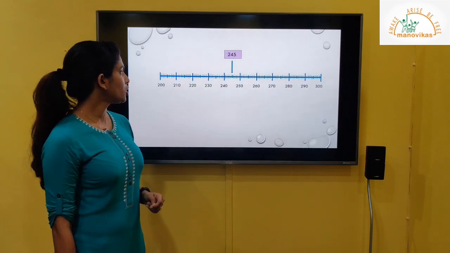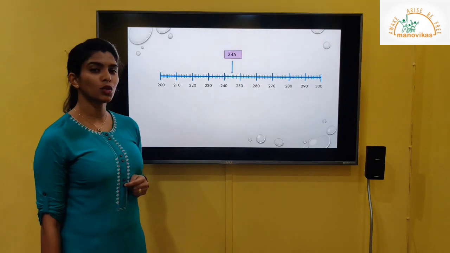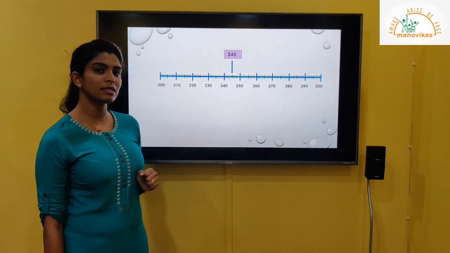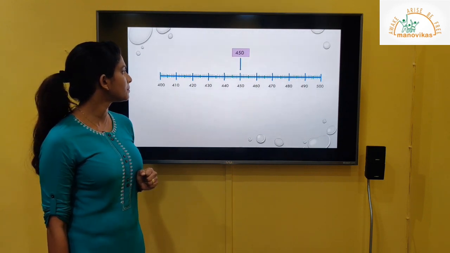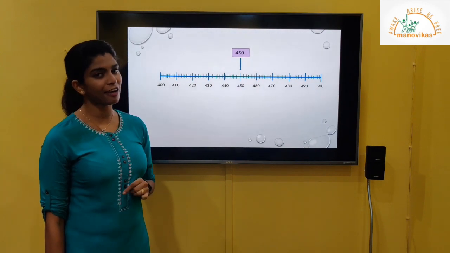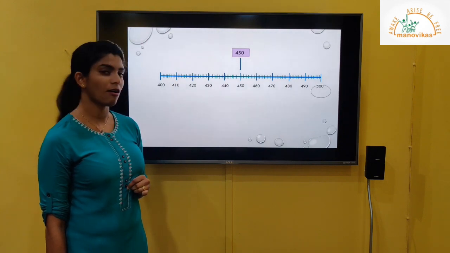245. So the nearest hundreds can be 300, 200. Look at it and tell me, I have marked 245 here. Which is the nearest 100? It is 200. 450. Now 450 is the midpoint of 400 and 500. Now tell me which is the nearest 100? It is 500.